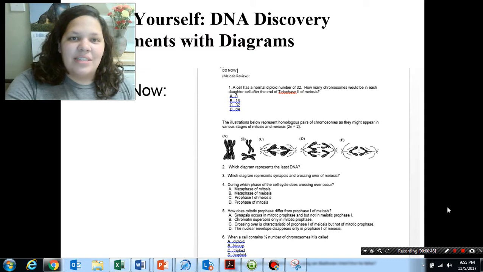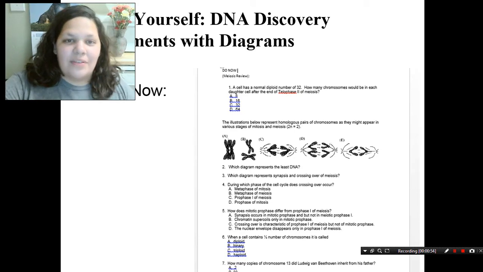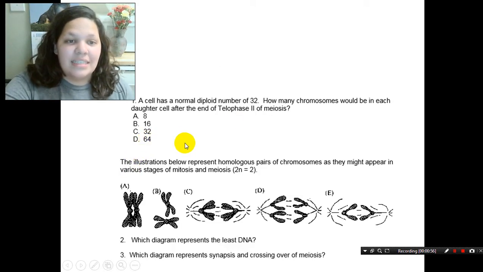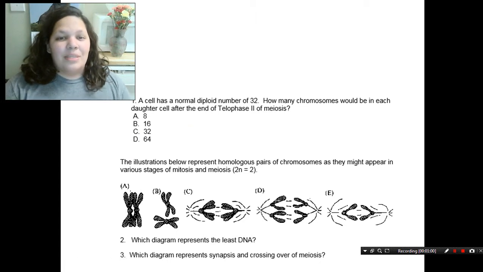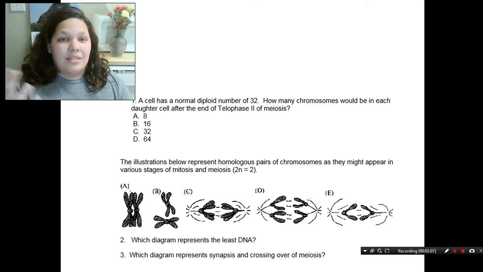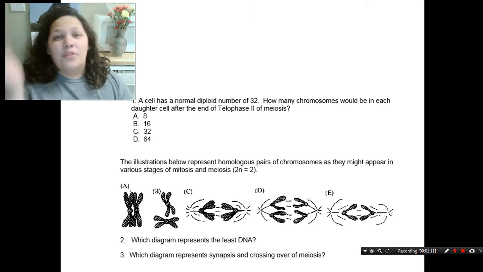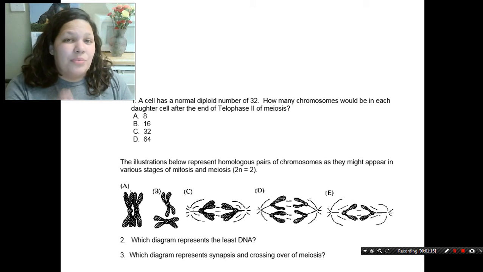Okay, time is up. So let's go ahead and go over numbers 1 through 7. So for number 1, it says that a cell with a normal diploid number of 32, how many would be in telophase 2 of meiosis? Well, since telophase 2 of meiosis is where we make sex cells, we're going to have half the number because half of you comes from your mom and half of you comes from your dad. So all you have to do is take 32, divide it by 2, and it'll be 16.